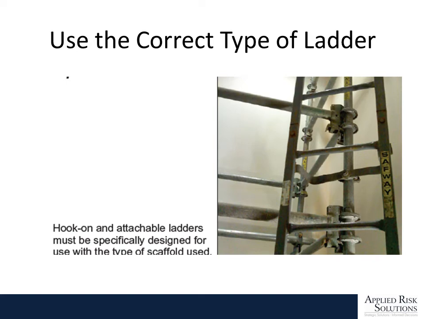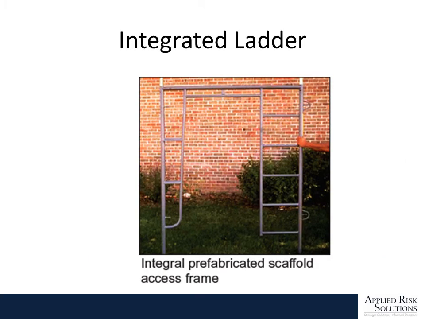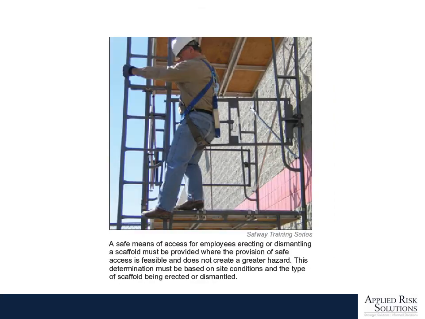Always use the correct type of ladder. It's very common for people to be injured trying to access scaffolding when they're not using the proper kind of ladder. So only use ladders that are designed for the type of scaffolding you're working on. Here's an example where the ladder is integrated into the side rails of the scaffolding, or side frames. This would be fine to use for access.